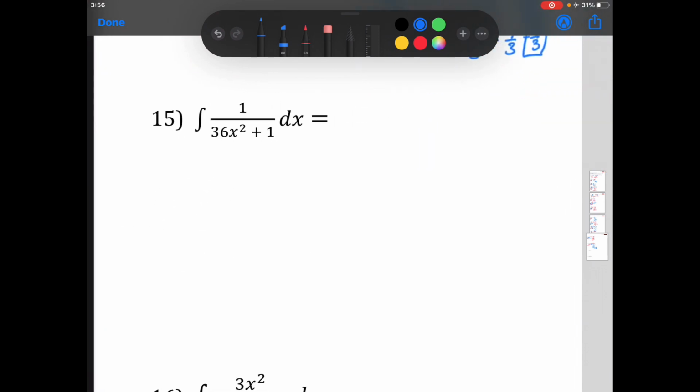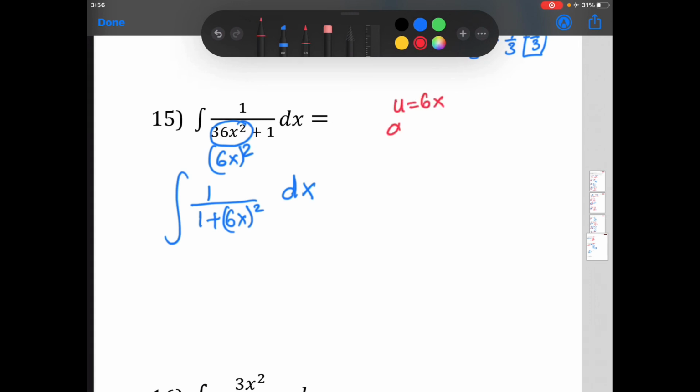Okay. So here, if you identify the pattern, just think about it. What quantity squared would give me 36x squared? It would be 6x to the second. So I'm going to rewrite this as 1 over 1 plus 6x to the second. So what would I pick my u to be? I'm going to pick my u to be 6x. So du is going to be 6 dx. I just need my dx, so I'm going to divide by 6. And this cancels.